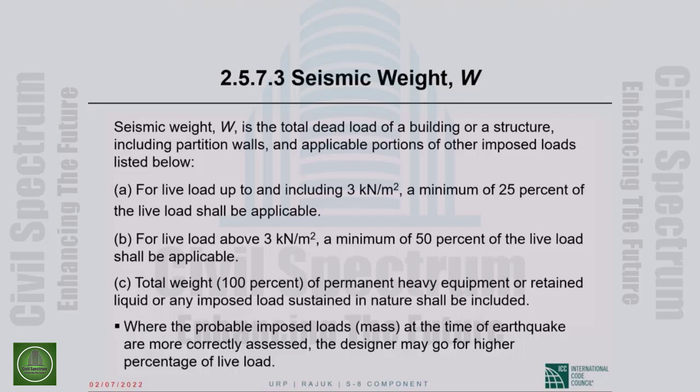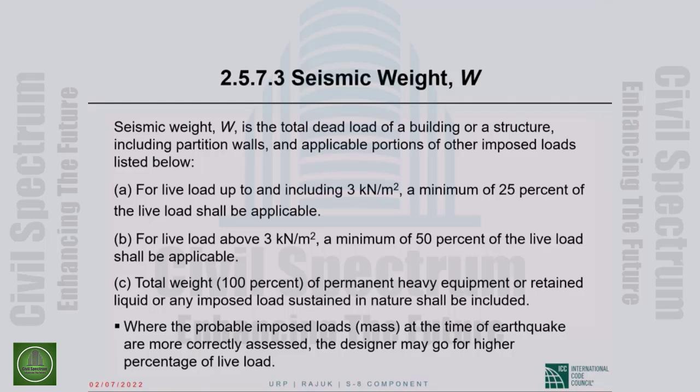From live loads up to and including 3 kilonewton per square meter. 5 is 100, 3 is 60 pounds per square foot. So live load up to and including 3 kilonewton per square meter, a minimum of 25% of the live load shall be applicable. So even in residential occupancies, it would include a portion of the live load. For live load above 3 kilonewton per square meter, a minimum 50% of the live load shall be applicable. Yeah, this is quite different from ASCE 7.